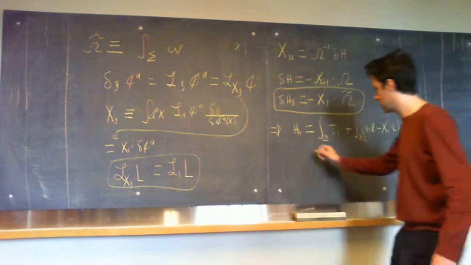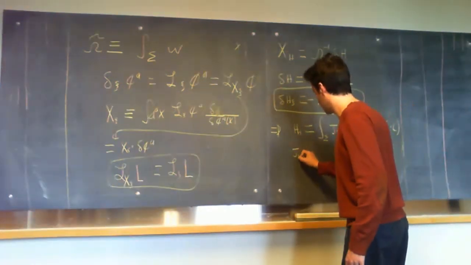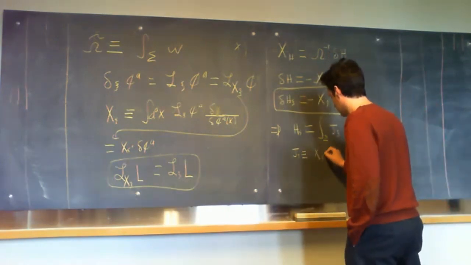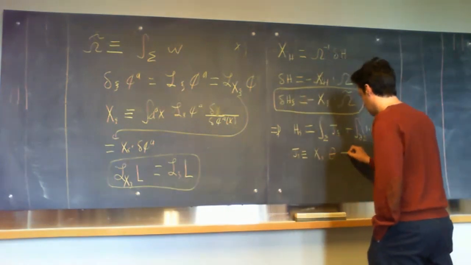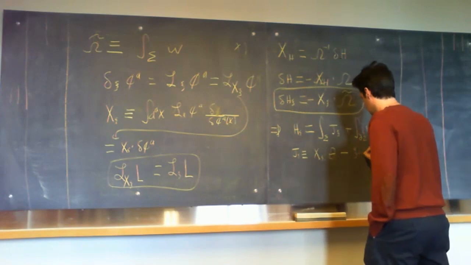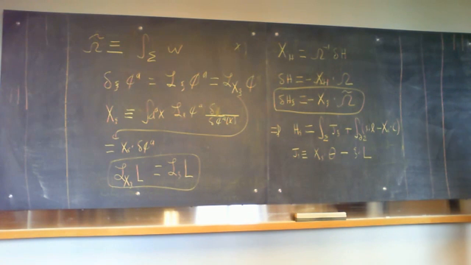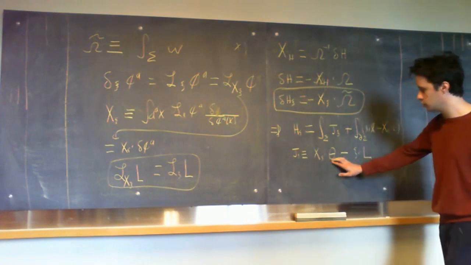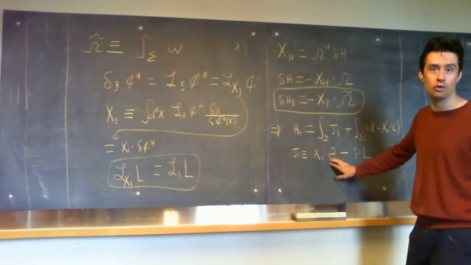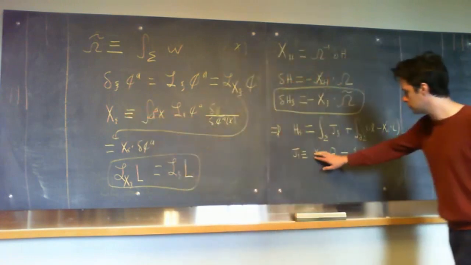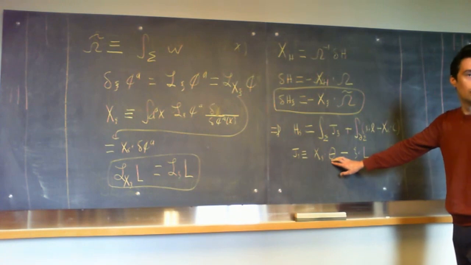So then let me just say this: j_xc is what's called the Euler current. It's equal to x_c dot theta minus c dot L. Let me unpack this a little bit. Remember, theta is a one-form on configuration space. This is a vector on configuration space, so I can insert that vector into this one-form.